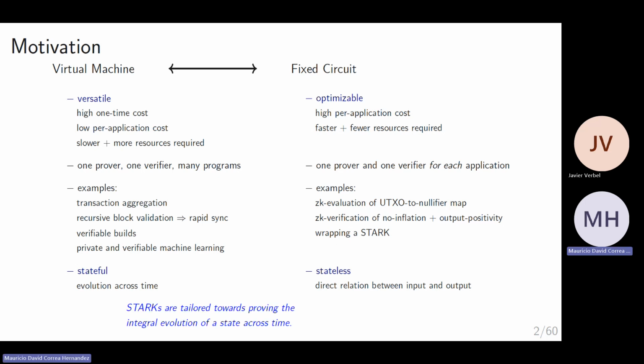The reason why you might want to choose Starks, if you're looking for a proof system for one or a family of computations, is because Starks are tailored towards proving the integral evolution of a state across time. Evolution of state across time. That's where Starks shine.